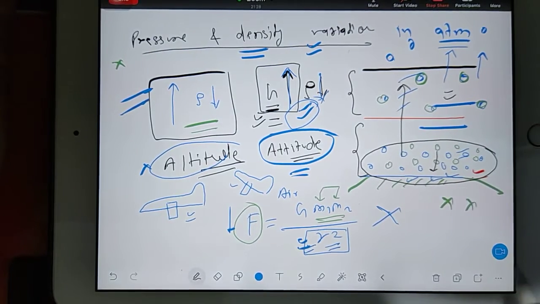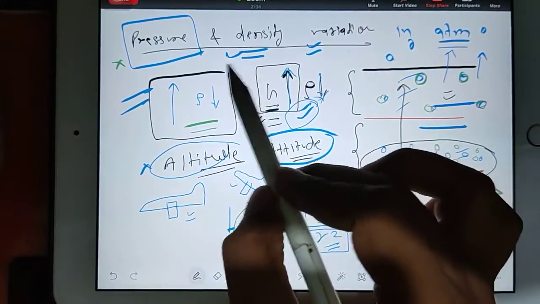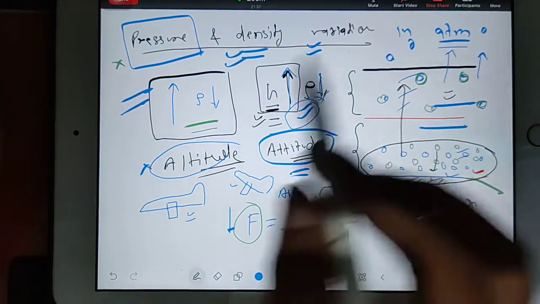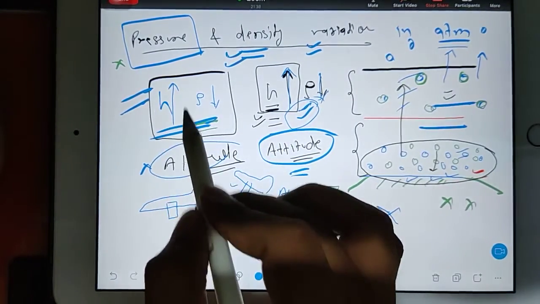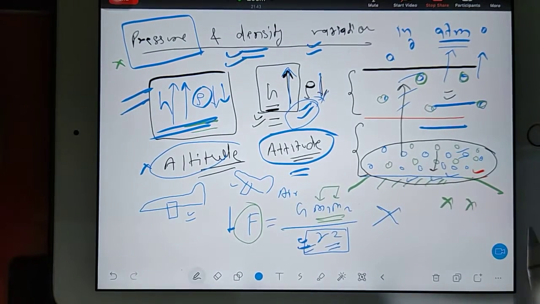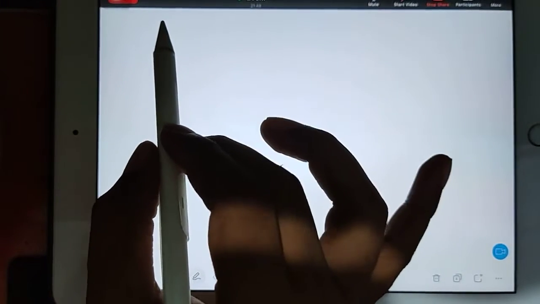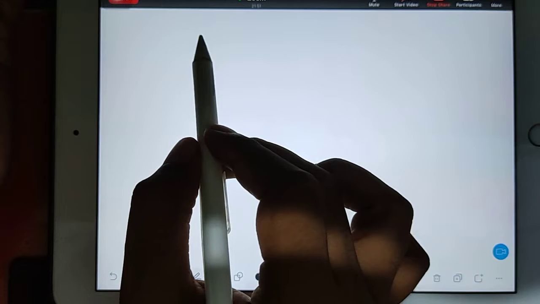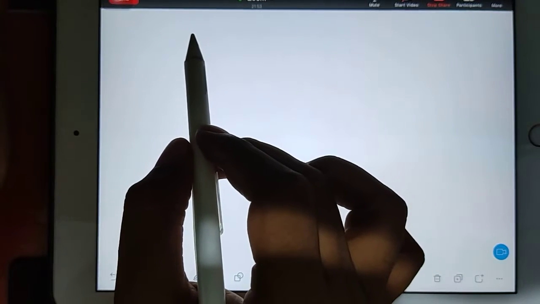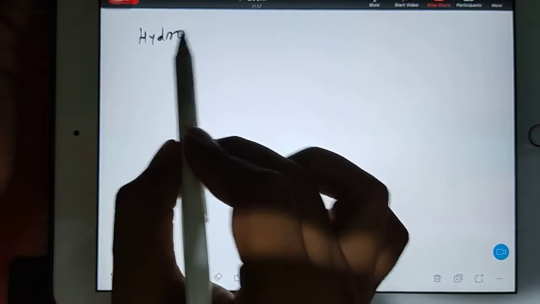Okay. So now I will change the page and then I will discuss the pressure variation. So in density variation, what is your key point? Key point is this: if altitude will increase, density will decrease. Okay, now I'll change the page. See, we are about to discuss pressure variation. As I have given you one rough idea, there are so many types of pressure. Out of that, we have to discuss hydrostatic pressure.